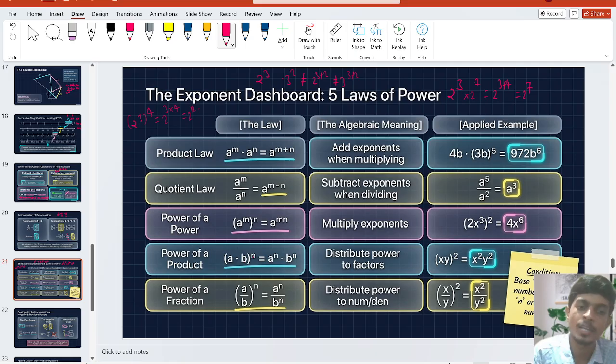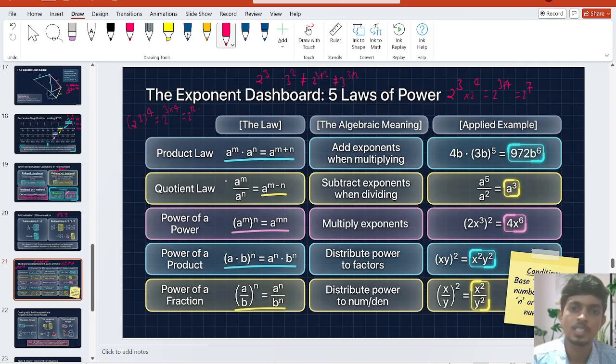Now a into b to the power n is equal to a to the power n into b to the power n. This is the power of a product. Okay, power of a fraction: a by b to the power n is equal to a to the power n upon b to the power n. So simplifying like that. Now this is what we add exponents when multiplying.